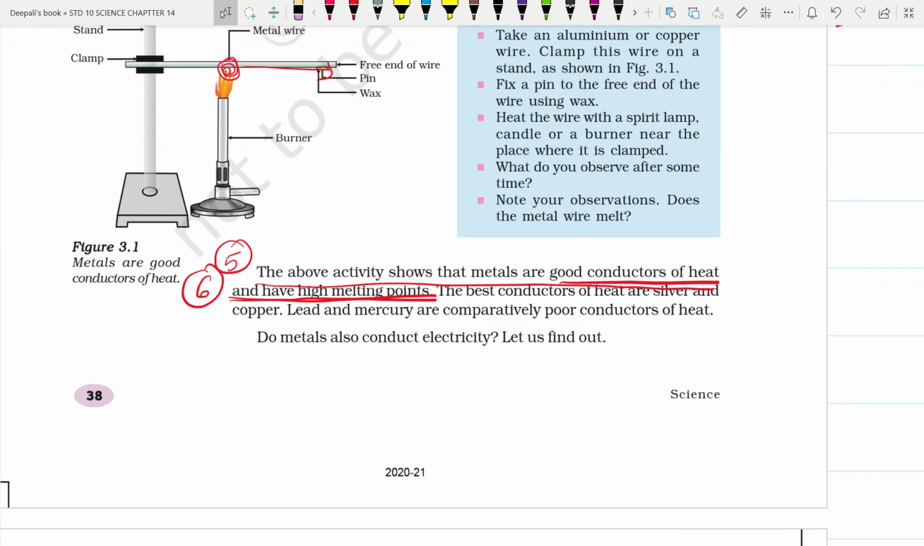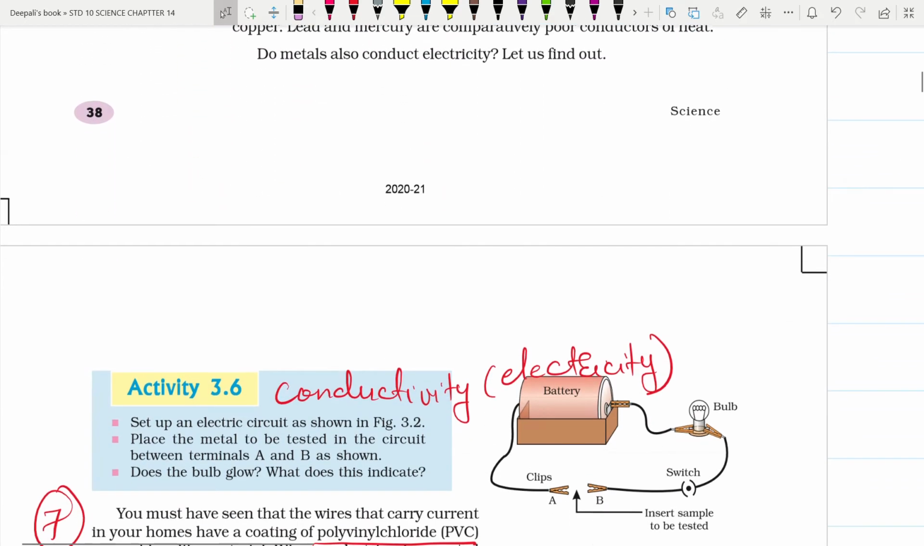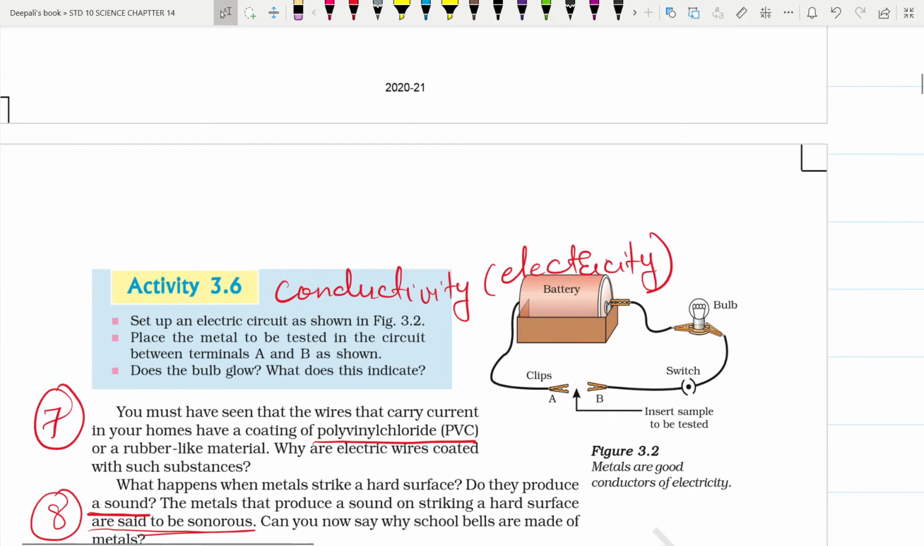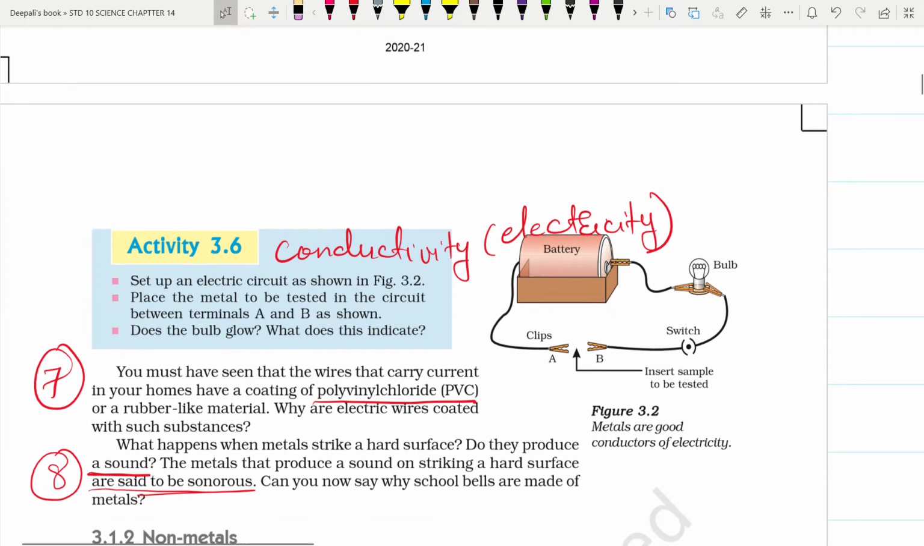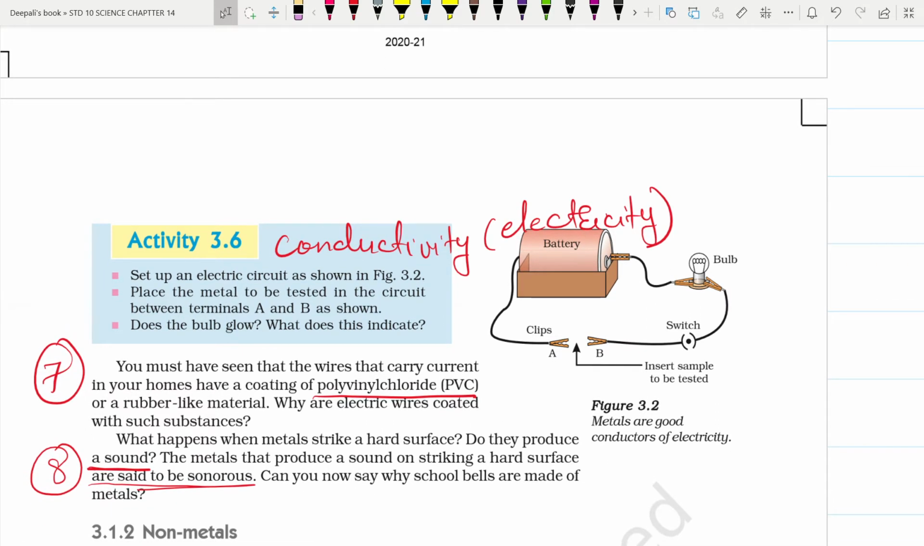There are always exceptions. Let us now check the property of electrical conductivity. Set up an electrical circuit. Place the metals to be tested in the circuit between the terminals A and B as shown. Does the bulb glow? What does this indicate? When you place the metal in the electrical circuit, it allows the electricity to conduct, and so it shows electrical conductivity.